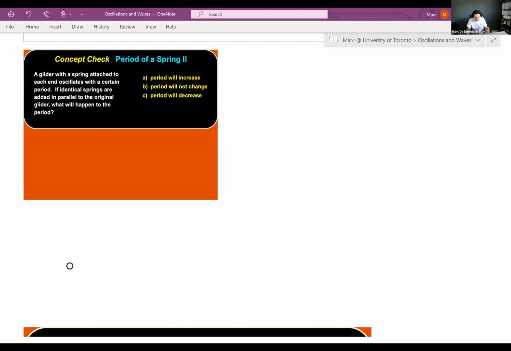If you have to, you can draw a little bit of a picture. So a glider with a spring attached to each end. There's a spring on this end, there's a spring on this end, and we can set this thing into motion. If I pull the glider to one side, this spring is getting compressed, and this spring is getting elongated. The question says, if I add a second set of springs in parallel, so instead of one spring on each side there are now two springs on each side, what will happen to the period? Increase, decrease, no change?